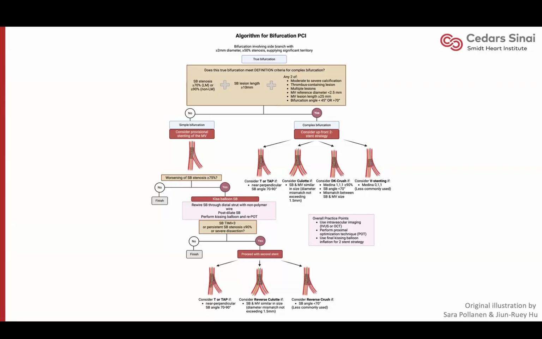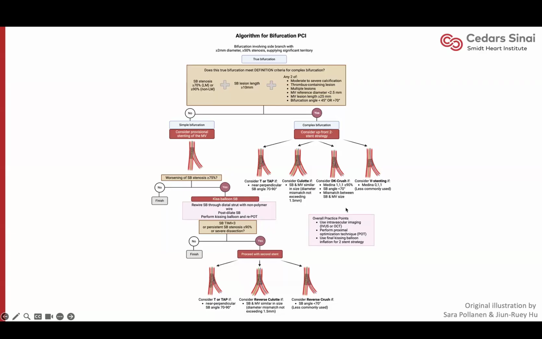DK crush can be considered for complex left main bifurcations with a Medina 111 classification, or acute angles less than 70 degrees, or significant vessel size mismatch. V-stenting can be considered for Medina 011 lesions, although this latter technique is less commonly employed. Throughout both pathways, several overarching practice points should be kept in mind.